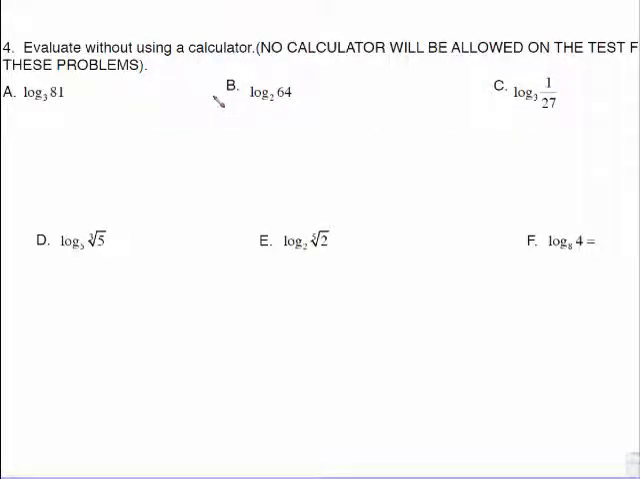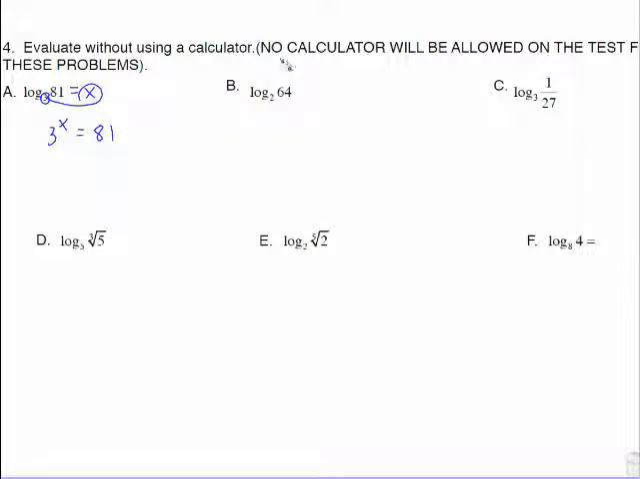These problems are telling you you are not allowed to use a calculator on the test. This will be a separate part of the test. To do this evaluation, my suggestion is that you put equals x so that we have a logarithm equation. We want to convert it back to exponential form. So it's 3 to the x equals 81. What we have to come up with is what power goes on 3 to get 81.